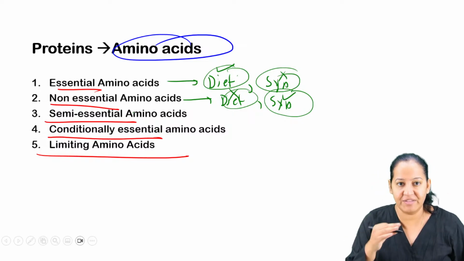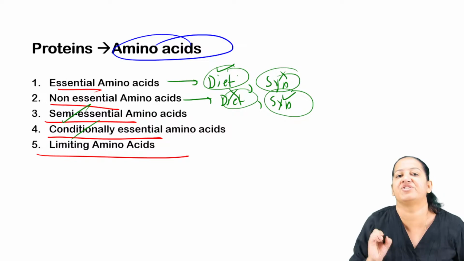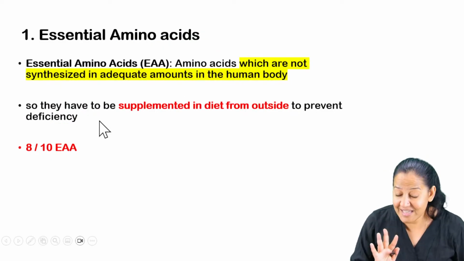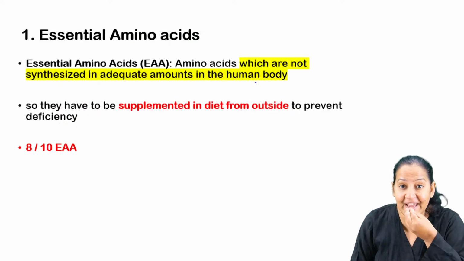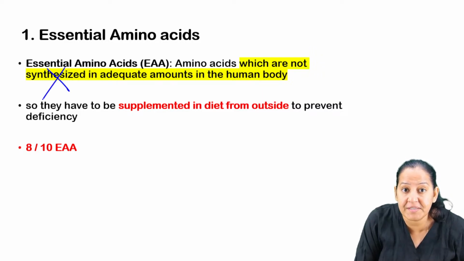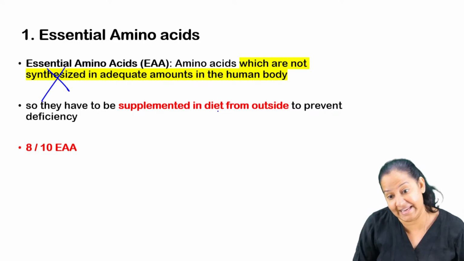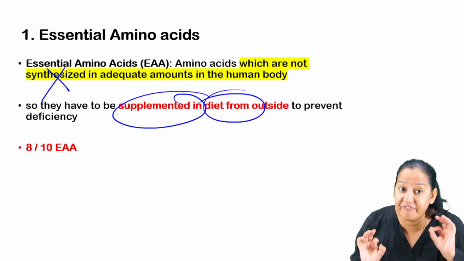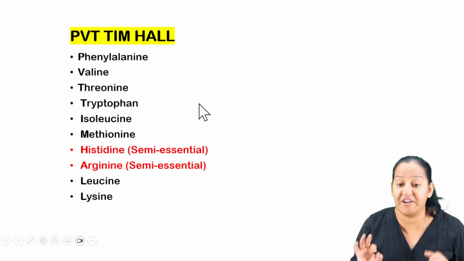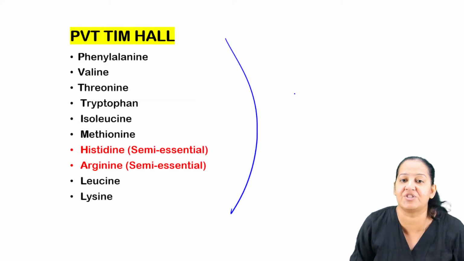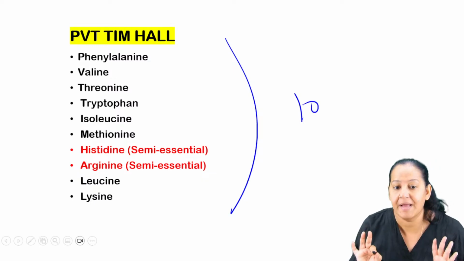Let me give you the example of these two. Then I will come on semi-essential and conditionally essential. So what is essential? I told you we have to take them in the diet because body does not synthesize them. We have to eat them daily. We have to supplement in our food every day. So how many amino acids are there? 10. 10 amino acids are essential. Learn their names. There is a mnemonic.